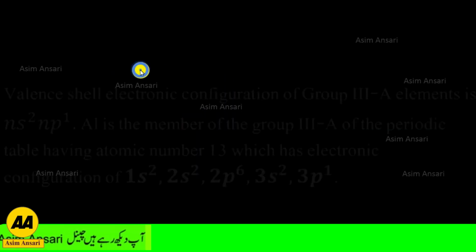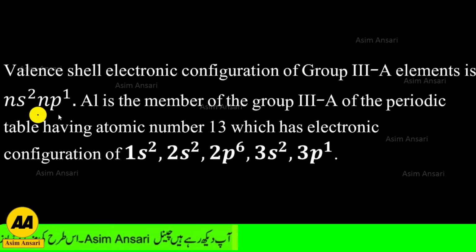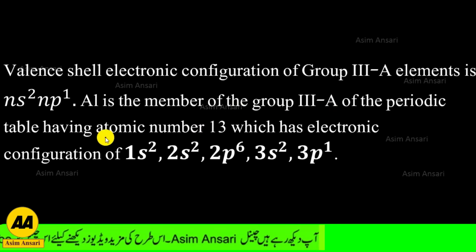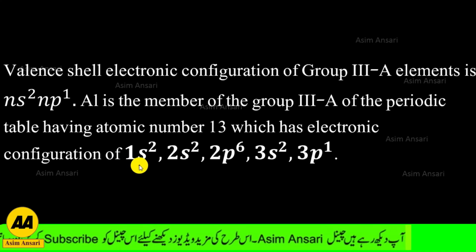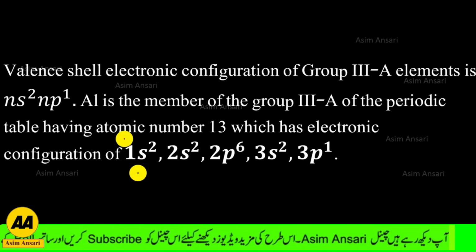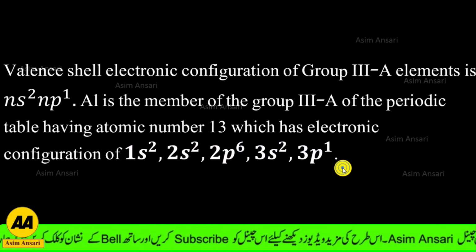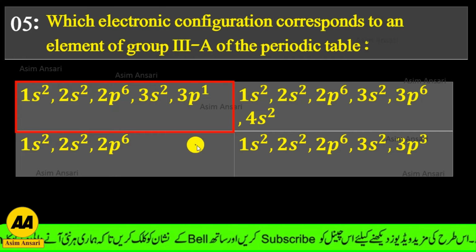Next, which electronic configuration corresponds to an element of group 3A of the periodic table? The valence shell electronic configuration of group 3A elements is ns2 np1. Aluminium is a member of group 3A with atomic number 13, and has the electronic configuration 1s2, 2s2, 2p6, 3s2, 3p1. So the exact answer is option A, 1s2, 2s2, 2p6, 3s2, 3p1.